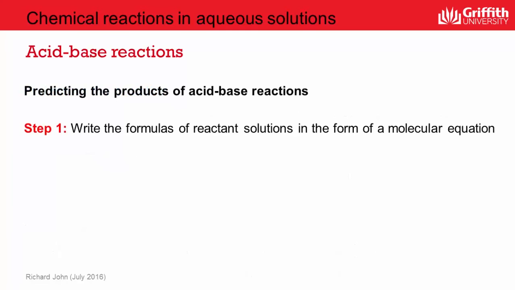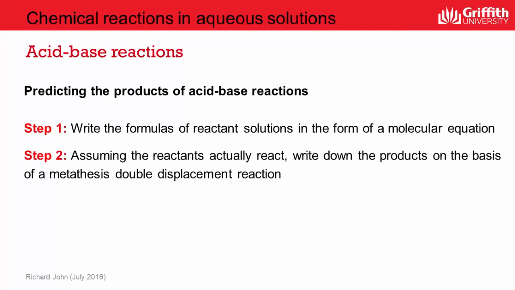So in summary, predicting the products of acid-base reactions. Step 1, write the formulas of the reactant solutions in the form of a molecular equation so that we can identify the 2 solutions that are being mixed together, one acid, one base. We assume the reactants actually react. We write down the products based on a metathesis double displacement reaction, and the salt that we identify, acid plus base gives you salt plus water. The salt that we're identifying takes the cation of the base with the anion of the acid.